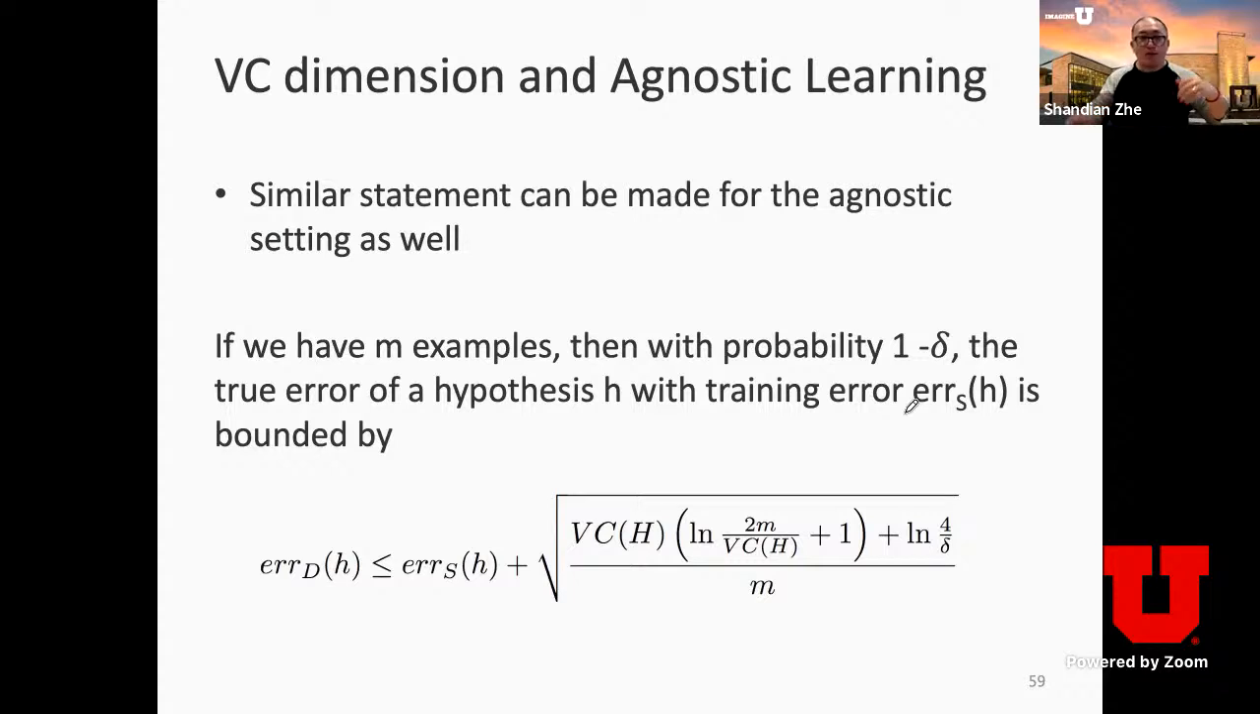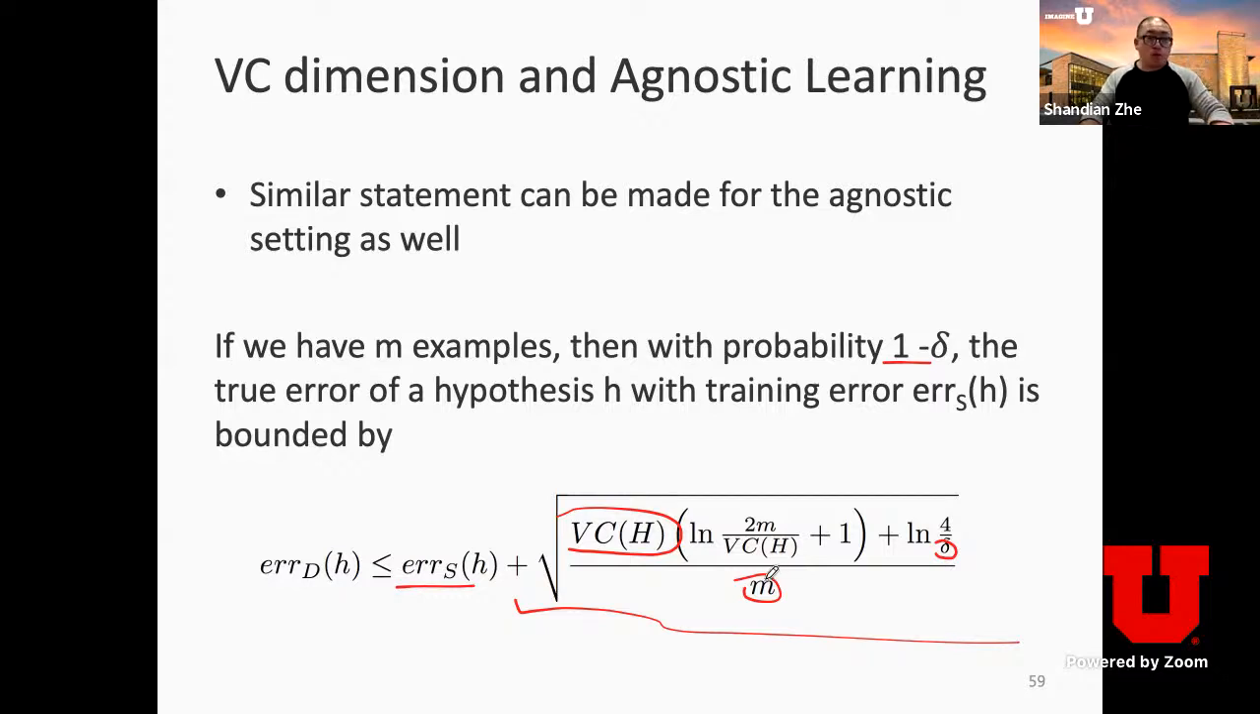We also have an agnostic learning result. You do not guarantee 0 training error, and your hypothesis space is infinite. Then we can show that for any fixed number of training examples m, with probability at least 1 minus delta, the true error of your learned hypothesis is upper bounded by the training error plus this term. This term is determined by the VC dimension, the number of training examples, and of course some confidence level delta.